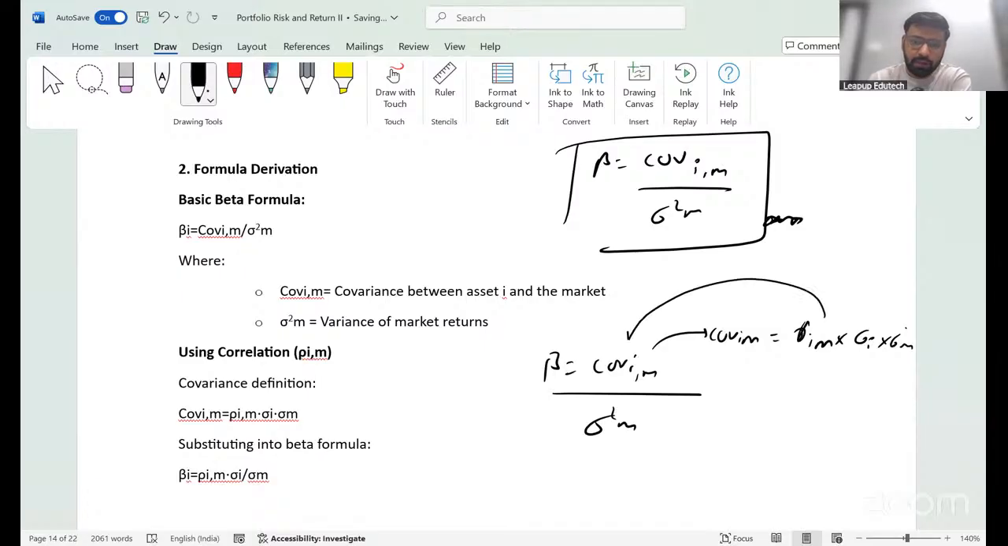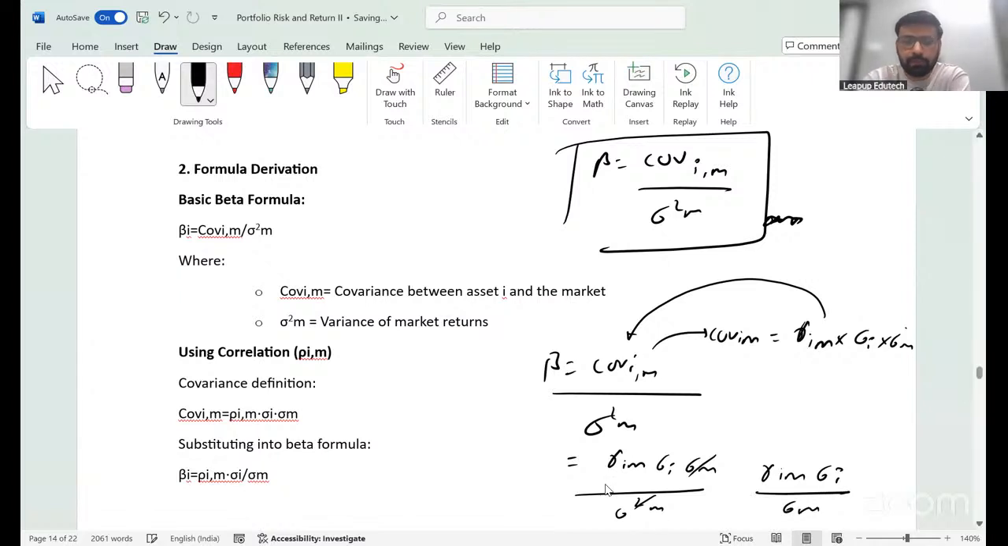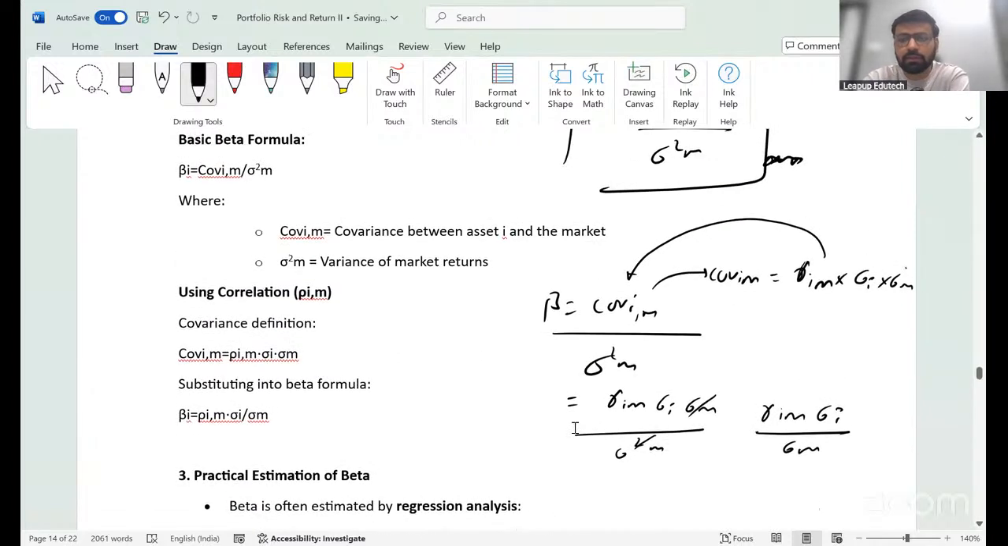If I substitute that here, what would I get, sir? I would get correlation of the security with the market into standard deviation of the security into standard deviation of the market, divided by variance of the market. This and this cancel. I will get correlation of the security with the market into standard deviation of the security, divided by standard deviation of the market. And that is how my formula would be placed.